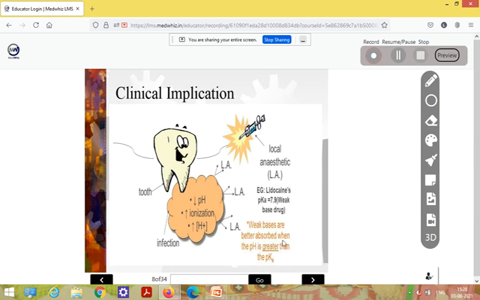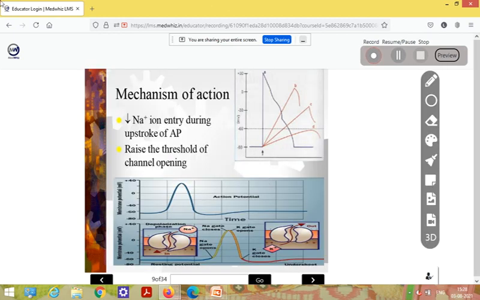And you know this statement, right? Weak bases are better absorbed in a basic medium, so when the pH is greater than the pKa. So whenever there is inflammation or an acidic pH, the pH is going to fall. This results in a higher ionization. So the ionized drug will be more, therefore you need a higher concentration of the local anesthetic to exert its action.